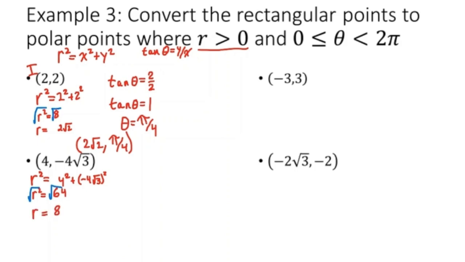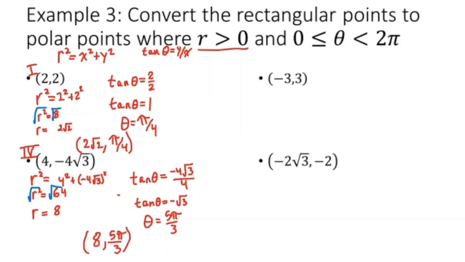Now to find theta, tangent theta would equal negative 4 root 3 over 4, which means tangent theta would equal negative root 3. Now we need to check which quadrant our point is in. Our point would be in quadrant 4. If we look at quadrant 4 for a point on the unit circle where y divided by x is negative root 3, we get that theta would be 5 pi over 3. So our point (4, negative 4 root 3) in the rectangular coordinate system is equivalent to (8, 5 pi over 3) in the polar coordinate system.